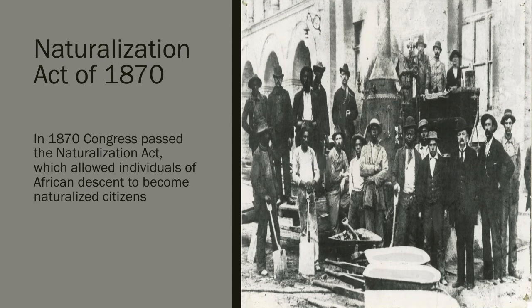The 1870s began with the Naturalization Act, which allowed African Americans to become naturalized citizens of the United States. However, this same law also barred Chinese immigrants from attaining citizenship, and it revoked the citizenship of Chinese Americans that had already attained it.